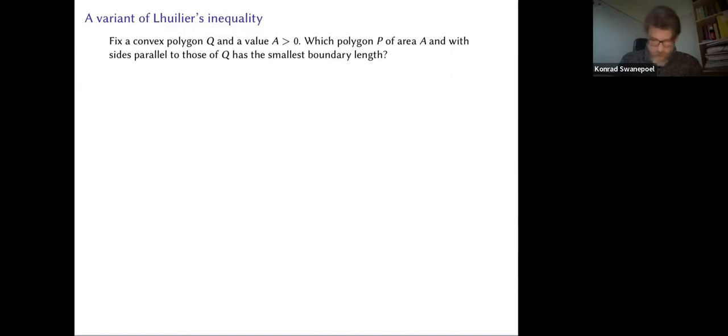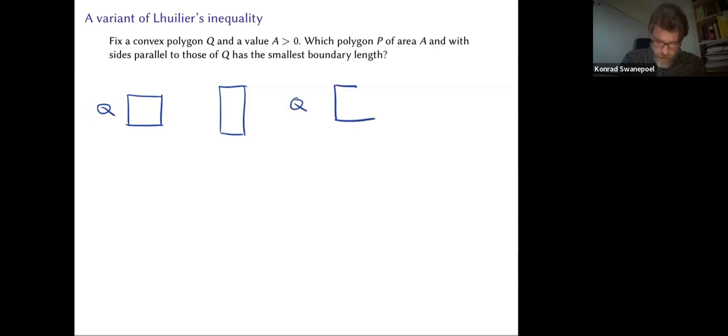So the general problem is the following. I have some convex polygon Q, well, let's say a square. Question: which polygon with sides parallel to those of Q has the smallest boundary length? So for a square, the question is which rectangle is optimal? And the answer to that is, of course, it's a square. Or I can take Q to be something like this. So now I also want to use a diagonal edge like this. So the question now is, which polygon of this shape is going to be optimal? Have you ever heard of this problem before?